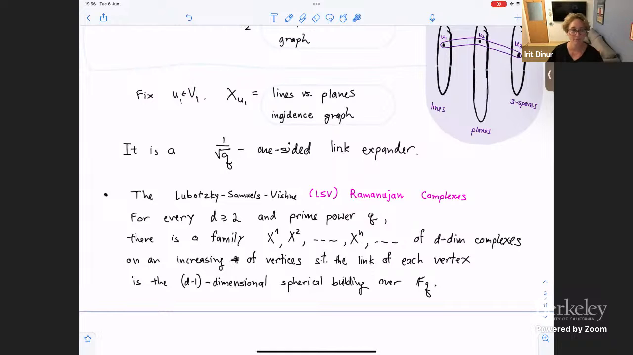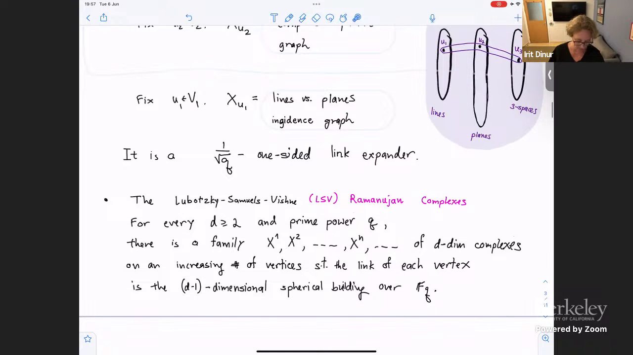Okay, so I just said that we have this infinite family of complexes where the links are exactly the spherical buildings. In particular, spherical building only depends on q and d, so it's fixed size, and the number of vertices goes to infinity. So you have here a family of connected complexes, dimension d and constant degree, and yet all the links are very good expanders because the links are themselves these spherical buildings. It's not hard to see that they're very good expanders.